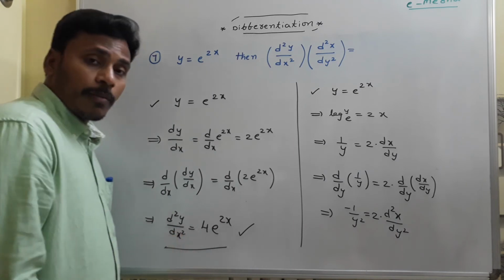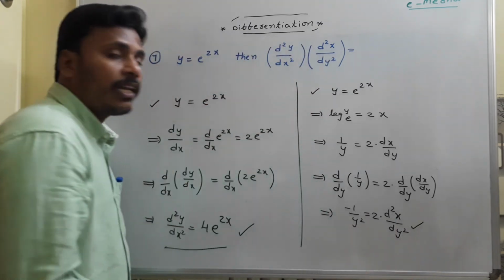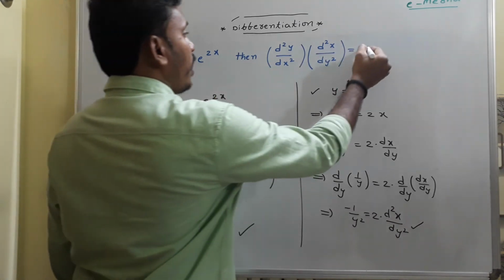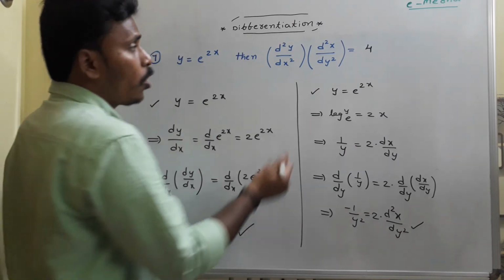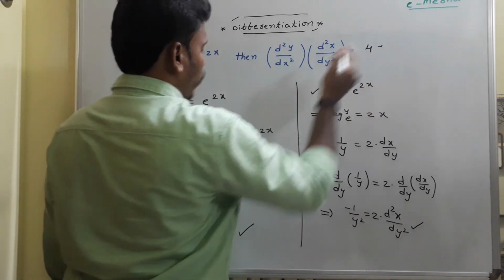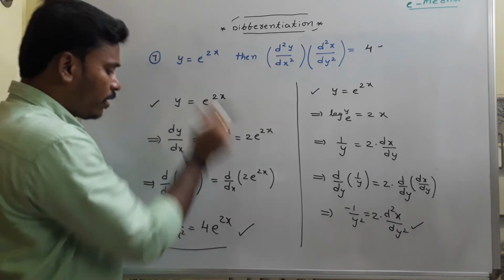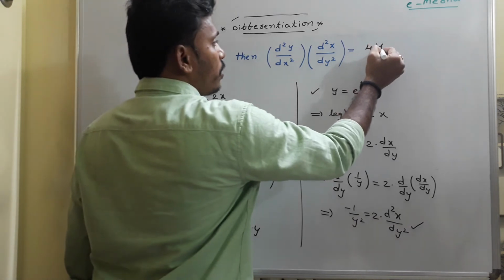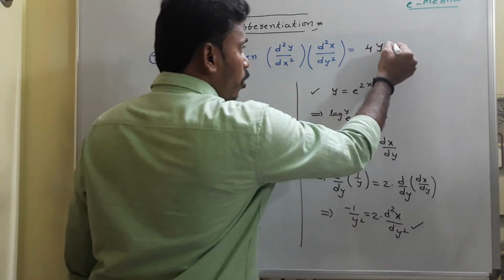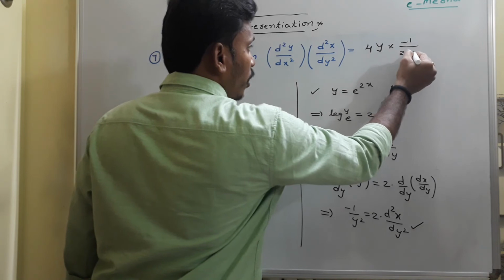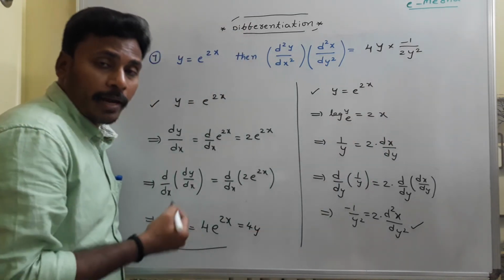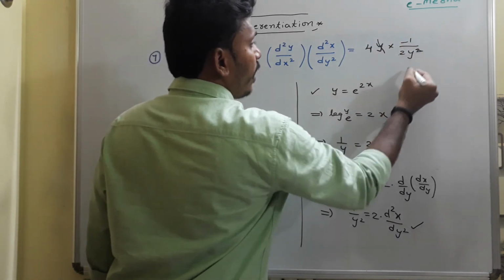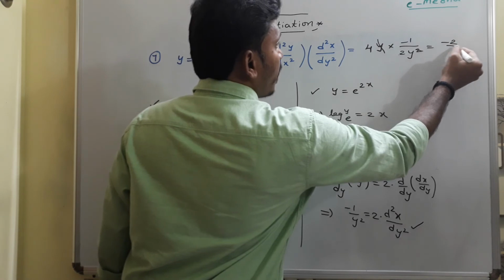So this is d square y by dx square, and this is d square x by dy square. Finally, what is our answer? The first part, d square y by dx square, is 4 e power 2x. What I am saying is e power 2x is simply y, right? So I am rewriting it as 4y. So the first part of the problem is 4y, and the second part is minus 1 by 2y square. 4y into minus 1 by 2y square: y and y get cancelled, and the 2 and 4 simplify, so finally this is equal to minus 2 by y.